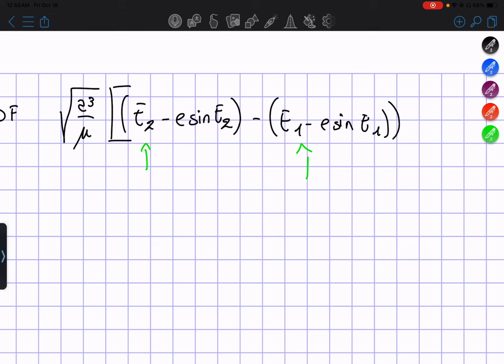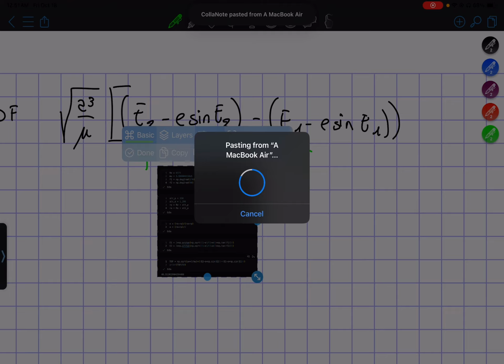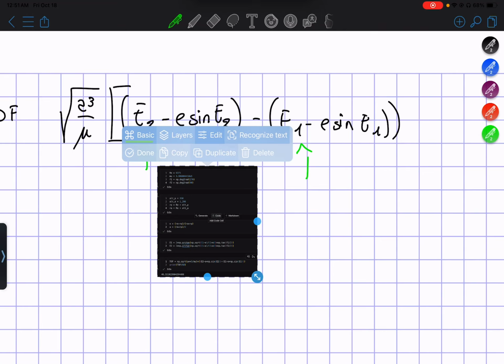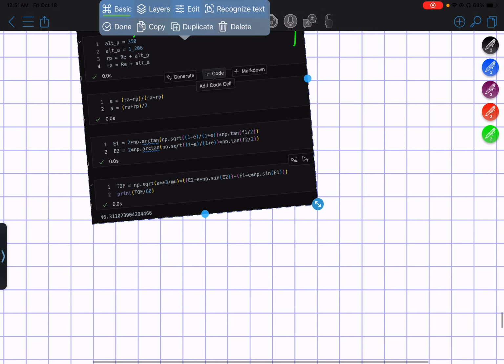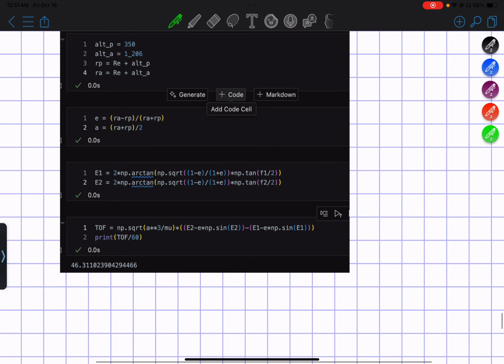And let me show you what we get. Let me cut it up. This is the final answer, with the time divided by 60 because of course I got it in seconds. And so I get 46 minutes. Done here in minutes.